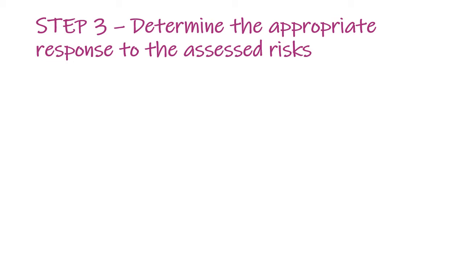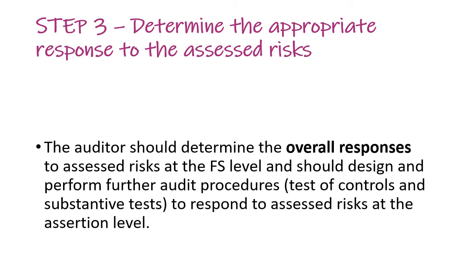Then we have step 3, which is to determine the appropriate response to the assessed risk. After you have come up with your preliminary assessment of the control risk, so if you can identify it as high or as low risk, you need to respond to the risk. It's not enough that you have the assessment but you do not do anything about it. There should be an action on the part of the auditor.